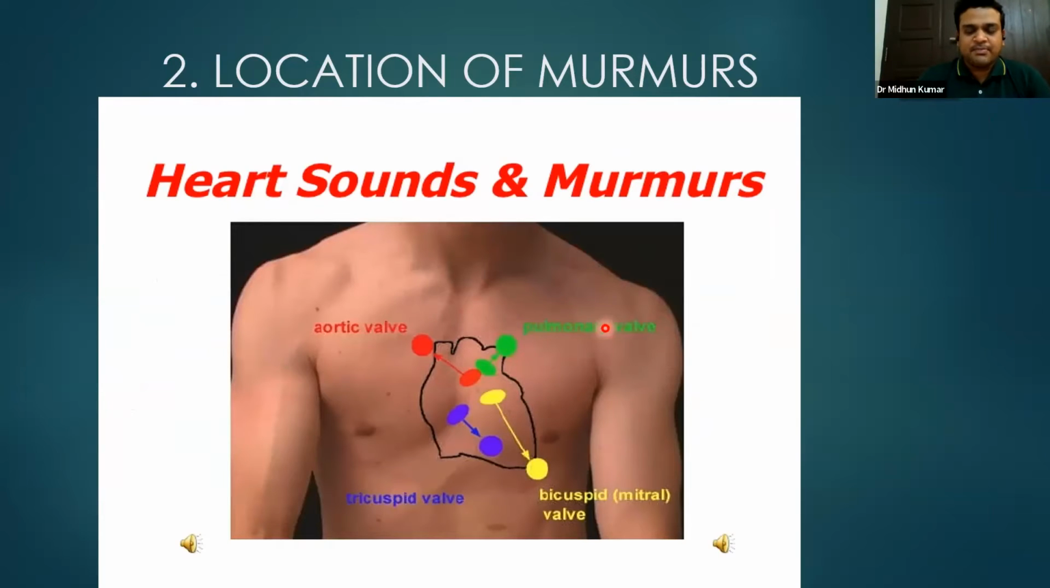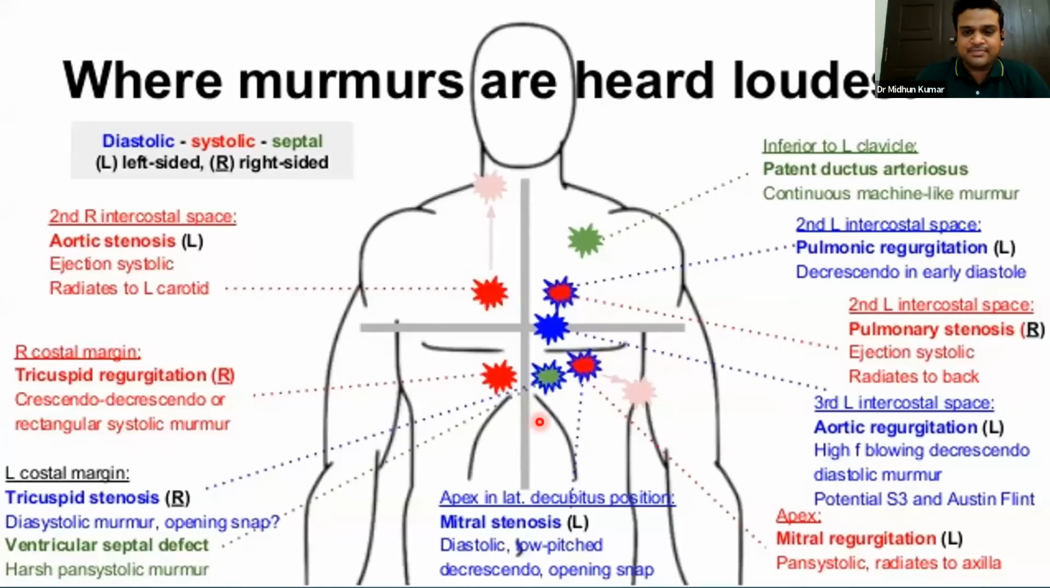And coming to the location. By location, we have four valves: the aortic valve, pulmonary valve, tricuspid valve, and mitral valve. The anterior-most structure is the RV. That is the chamber present close to the chest wall: the right ventricle and the tricuspid valve. By means of location, we can describe four main areas: the apical area, the left second intercostal space, the basal left fourth intercostal space, and the right second intercostal space. These are the four important areas.